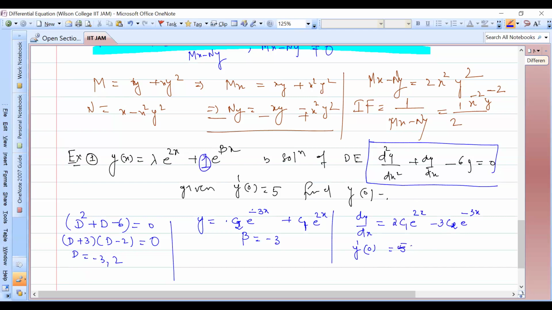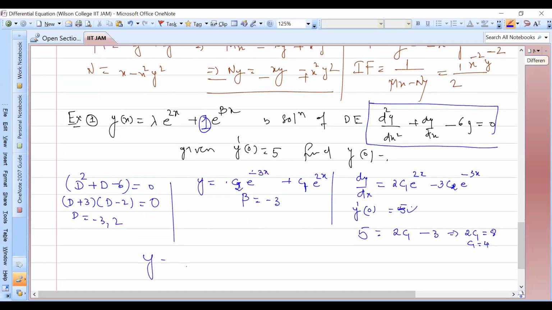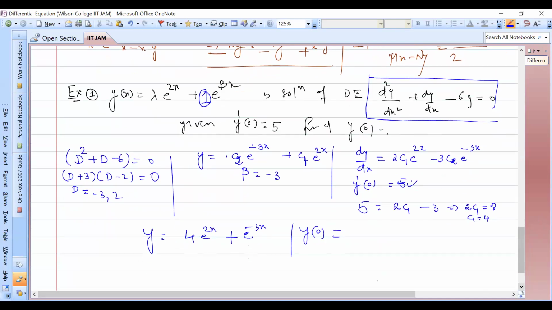So it can be written as 5 equals 2 times c1 minus 3. So 2 times c1 equals 8, c1 equals 4. Basically, your answer will be y equals 4 times e raised to 2x plus e raised to minus 3x. Now you can calculate the value of y0. Agreed? Oh, 8, sorry. 4 plus 1. Correct. Done?